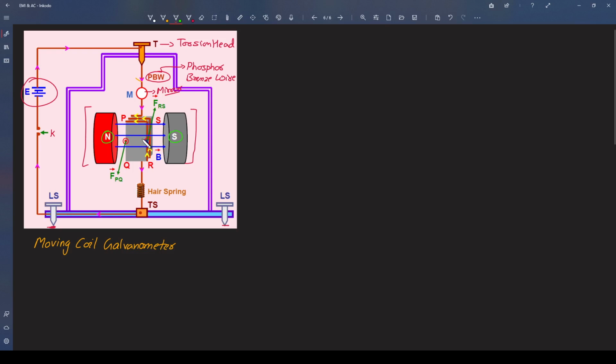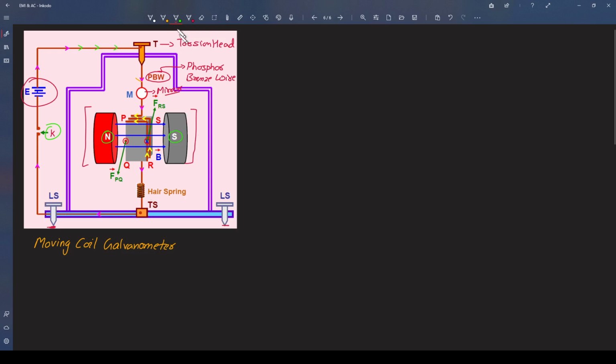Okay, and in between you can see this gray part, this rectangular gray part, PQRS. These are nothing but the rectangular coils in which the current flows if the key is closed and the current flows in this outer circuit. So now that coil becomes a current carrying coil, depending on whether there is a current flowing in that circuit or not, right?